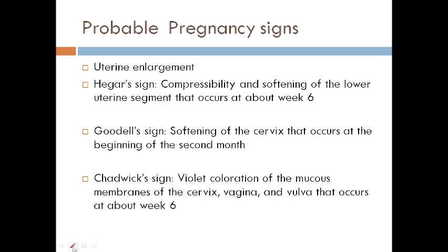Hegar's sign means compressibility and softening of the lower uterine segment. It occurs about the 6th week. Goodell sign is softening of the cervix that occurs at the beginning of the second month. Chadwick sign is violet discoloration of the mucous membrane of the cervix, vagina and vulva that occurs about the 6th week.